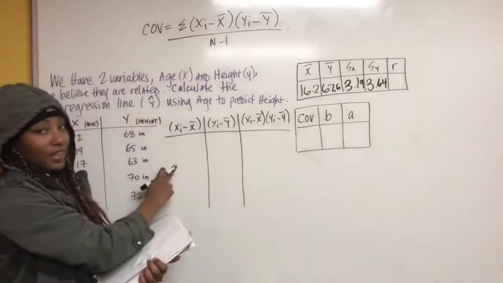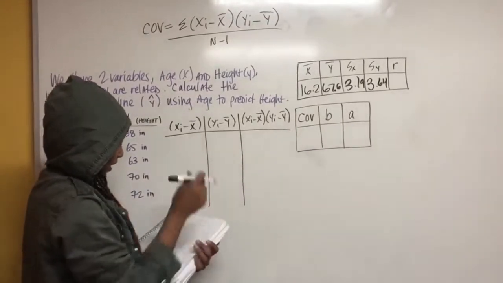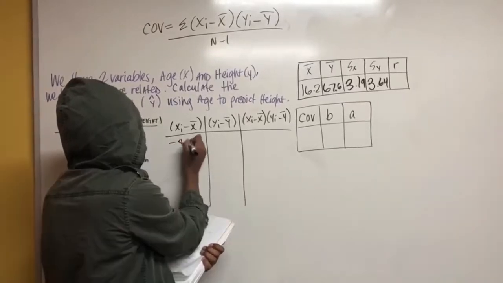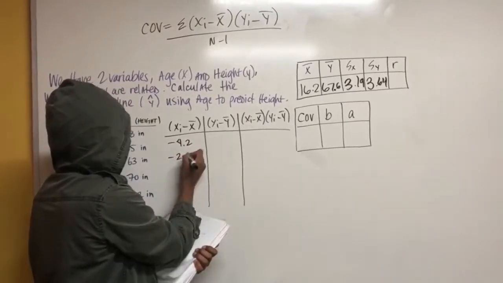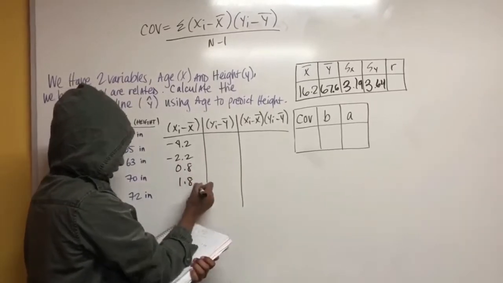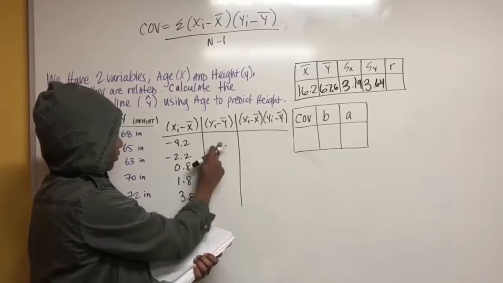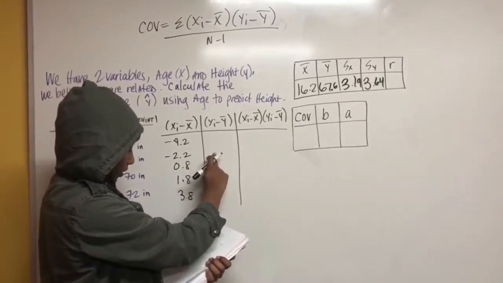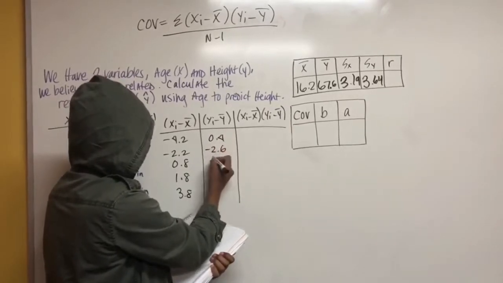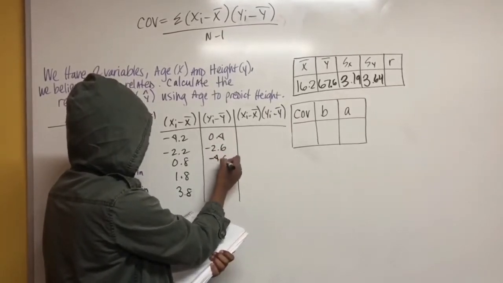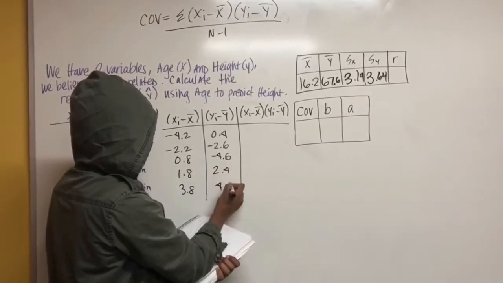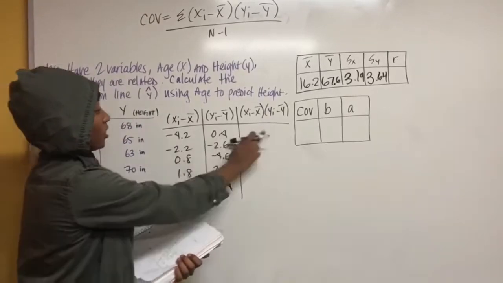But we already solved this in the last problem, so I'll just rewrite the answers. So in this column it was negative 4.2, negative 2.2, then 0.8, 1.8, and 3.8. For the y column, this is before we squared it, we have 0.4, then negative 2.6, negative 4.6, then 2.4 and 4.4. So now we're going to multiply these across to get this column.